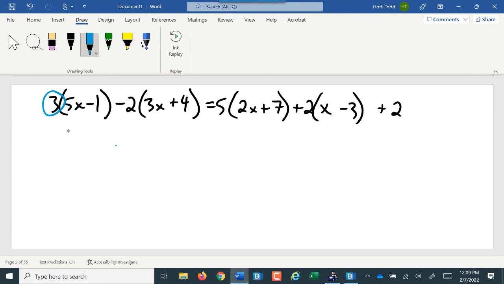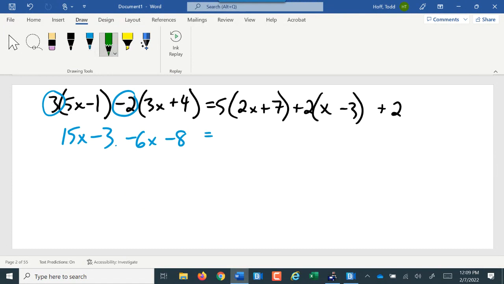3 times the 5x minus 1 is 15x minus 3. Second parentheses, nothing to do inside there, so we're going to multiply by the negative 2. So negative 2 times 3x plus 4 is a negative 6x minus 8.